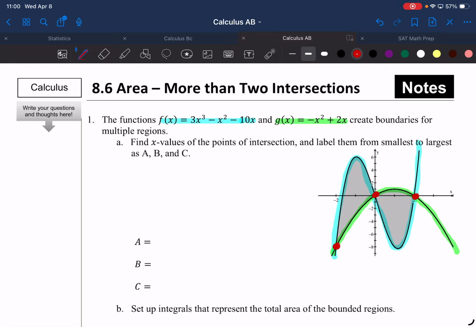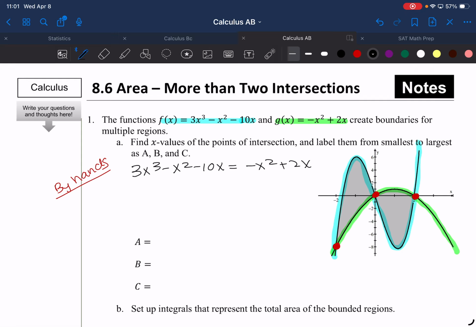Okay, and remember, we can find these intersections by hand. So I'm going to show you how to do this by hand, and then I'll show you how to do it on Desmos. So doing this by hand to find those intersections, this just brings us back to algebra. In order to find where two equations intersect, we're going to set these equations equal to each other. So I have 3x cubed minus x squared minus 10x is equal to negative x squared plus 2x. The goal here is to get one side equal to 0, and then eventually we're going to factor and then solve for each one.